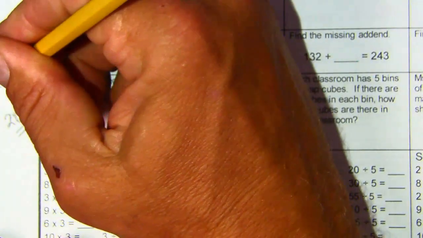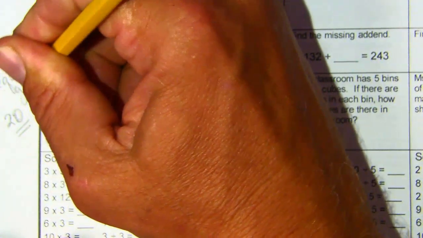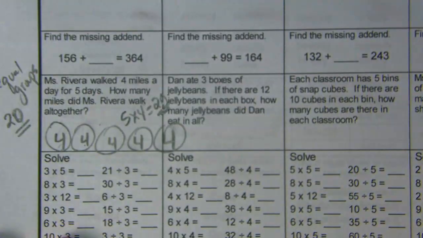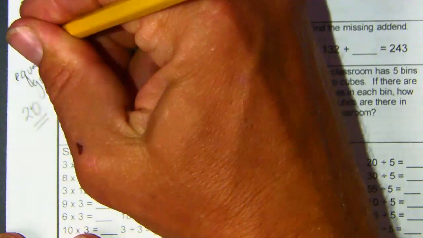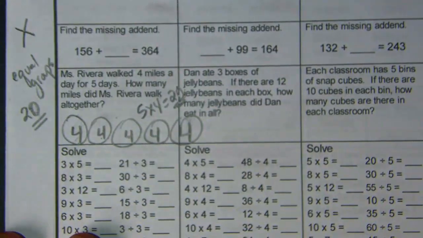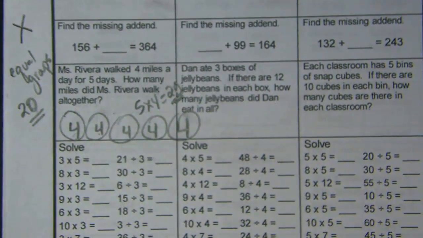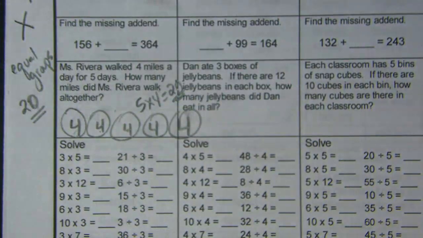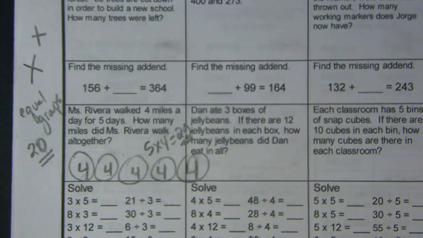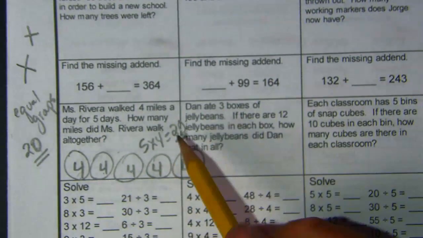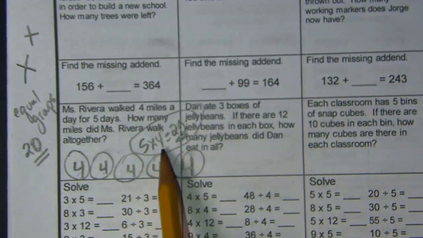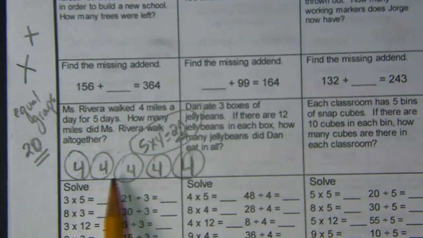Either way, this is called an equal groups problem. It's a multiplication problem, obviously. It's also an addition problem. Depends on how you want to look at it. Multiplication is just repeated addition. So depending on where you're at in your math game, you could see that as 5 groups of 4, a multiplication problem, or you could just do repeated addition.